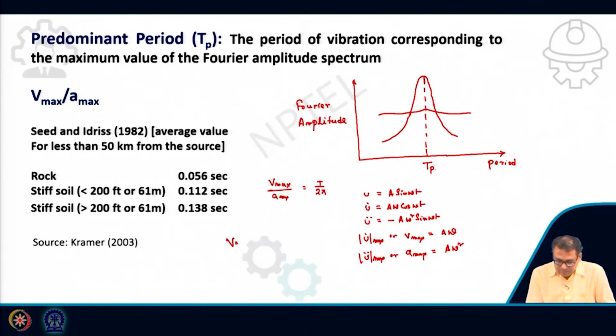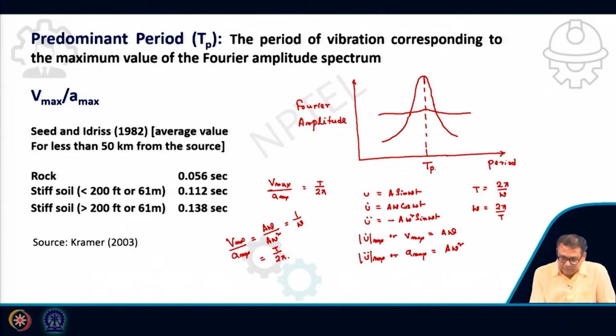So Vmax by Amax will be A omega by A omega square, so this will be 1 by omega. I know that T is equal to 2 pi by omega, so omega will be equal to 2 pi by T. So 1 by omega will be T by 2 pi. That's why this unit is the second.